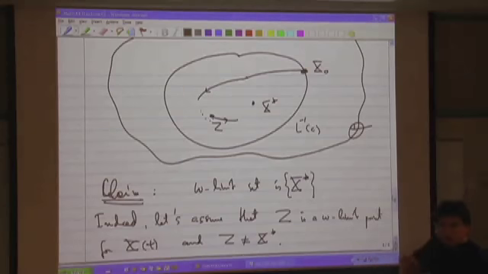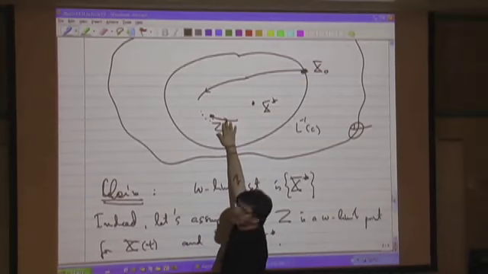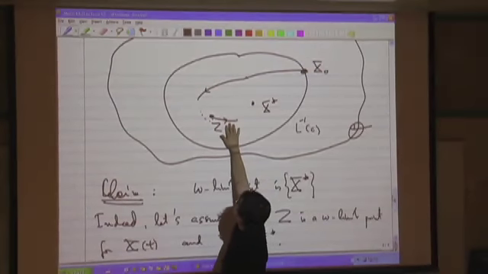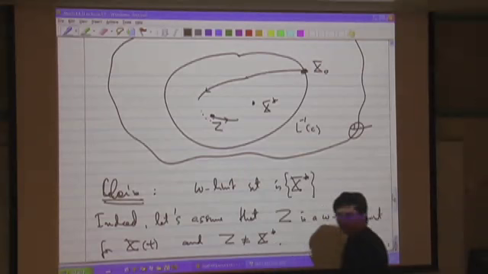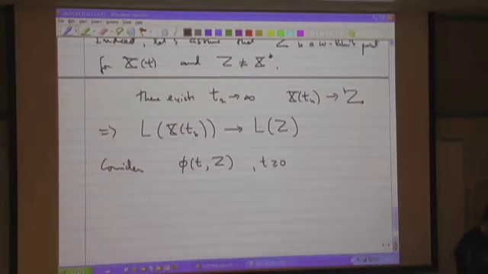We know that the L decreases along that particular solution as well. So after some time t, the value along this is going to be less than the value at z. So why is that? How do you get a contradiction?